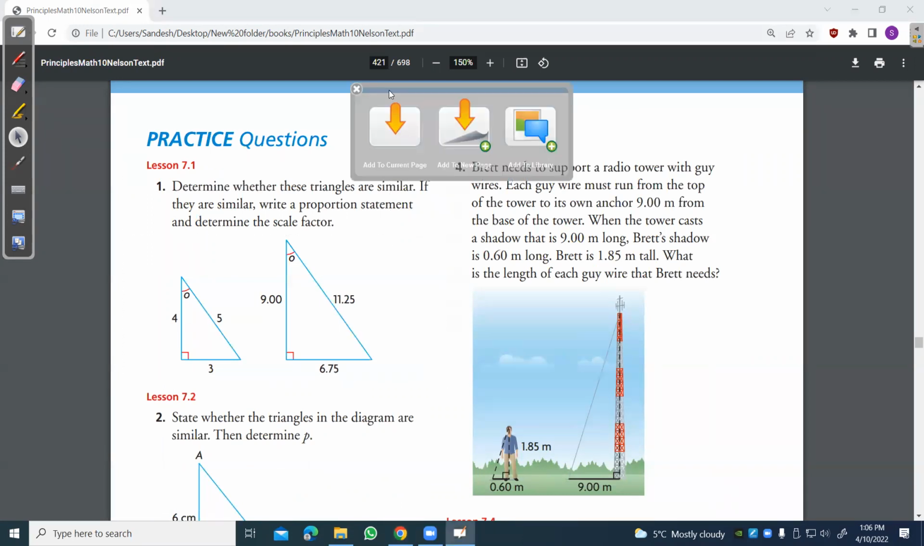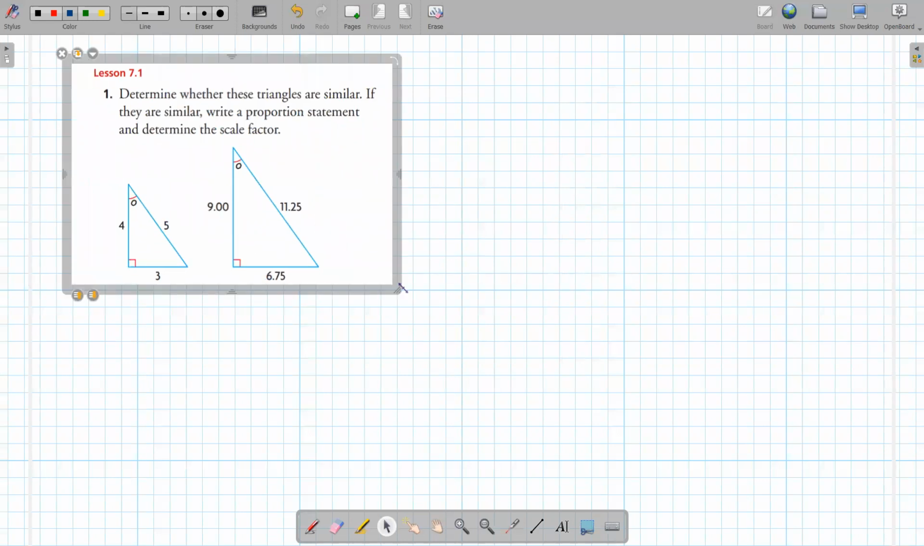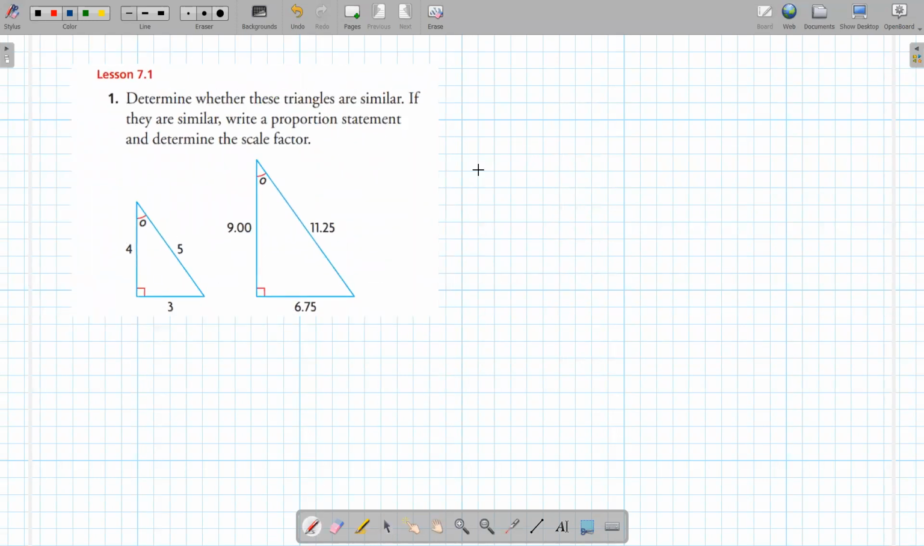This is going to be a brief summary of what we've done in this unit, starting from the very first thing we did about proportions, similar triangles. Question number 1, are these two triangles the same? Or are they not? They're obviously not the same, but are they similar? What do you think?